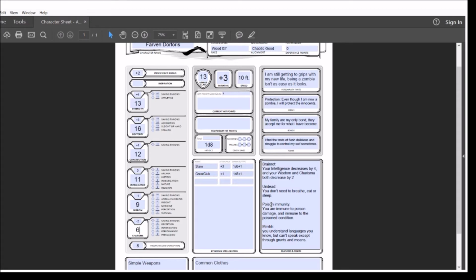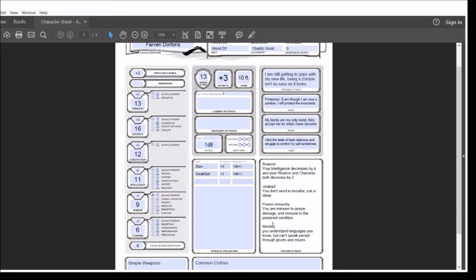And obviously you don't need to sleep, so you can just keep going without worry of exhaustion. You are immune to poison because you are dead, which means you don't have blood flowing through your veins, which means it's impossible for you to get poisoned. And then mreh, which is a very interesting way of describing a feature.